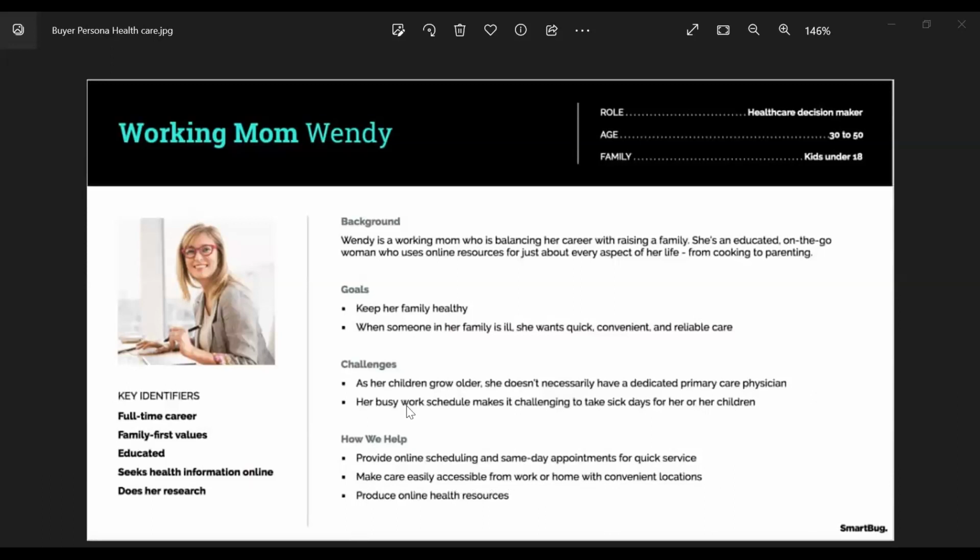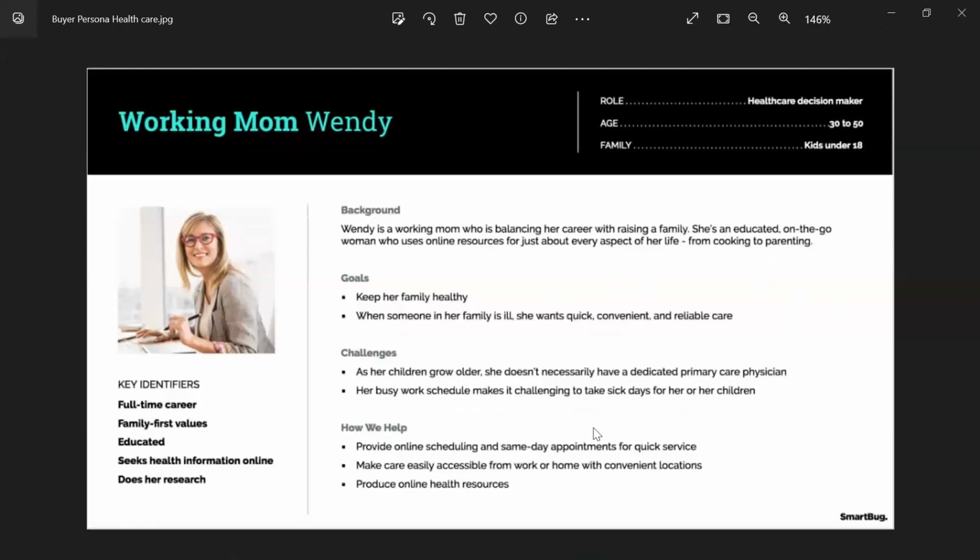How? She has a busy work schedule and she doesn't have a dedicated primary care physician. She doesn't have a dedicated family doctor to take care of her children. All right. So having a family doctor, a dedicated care physician, will make it easy for children. She calls the person, and they are coming down to you. So it's convenient, right?